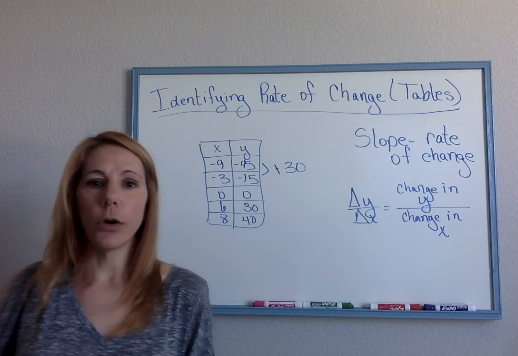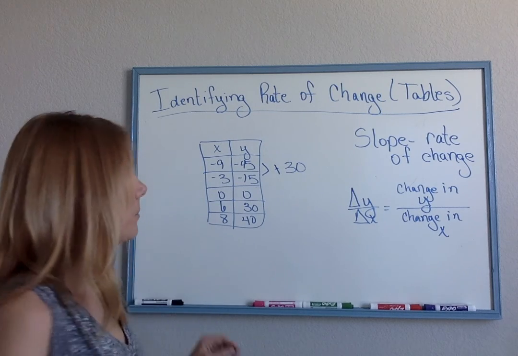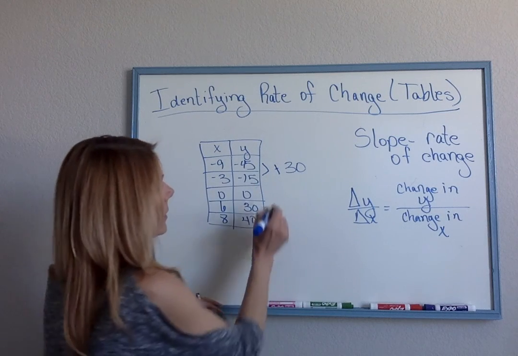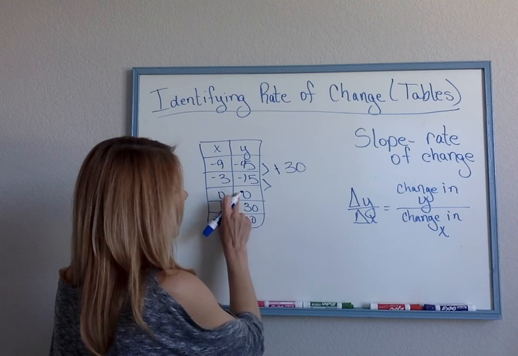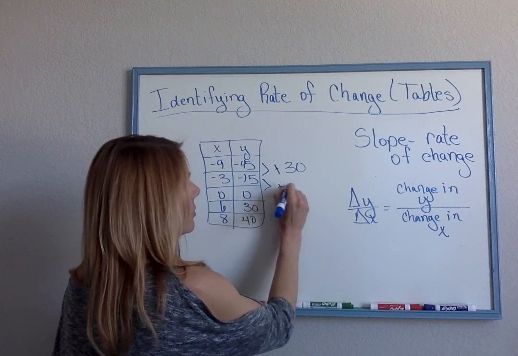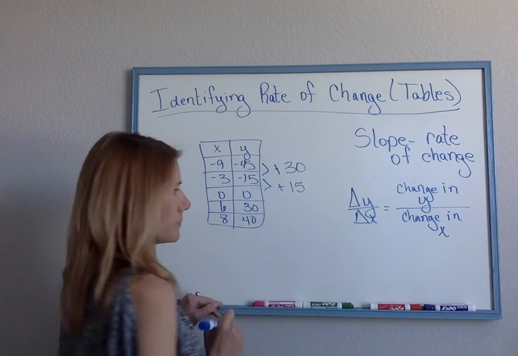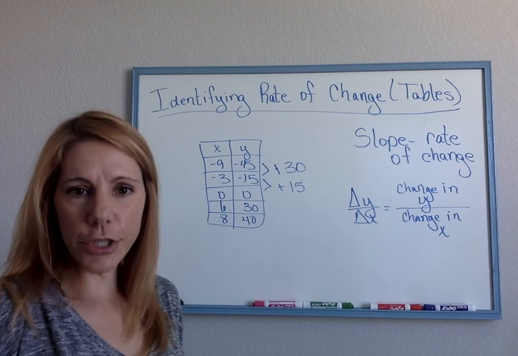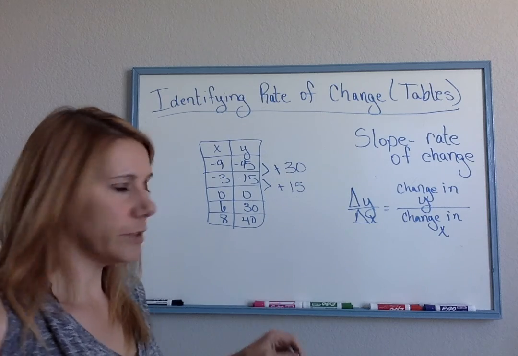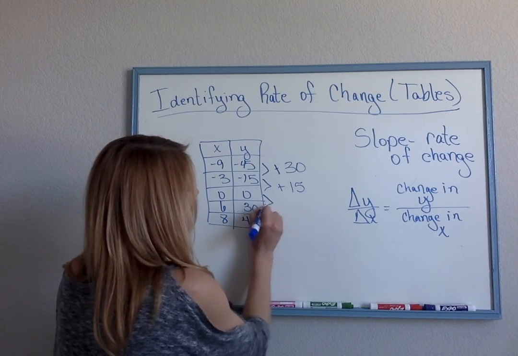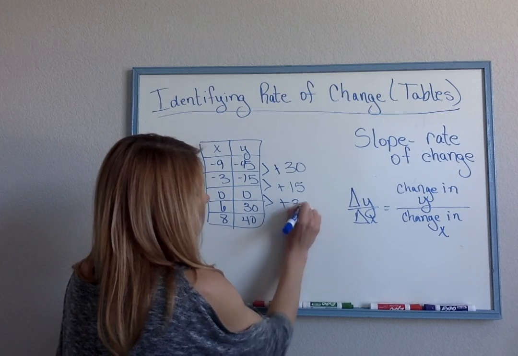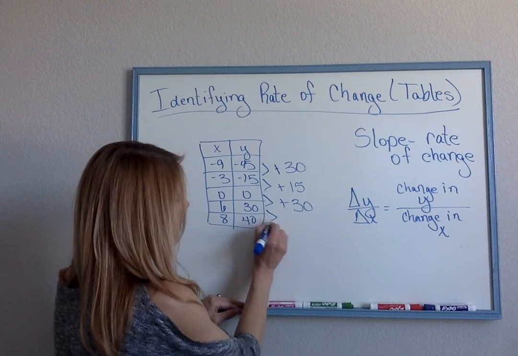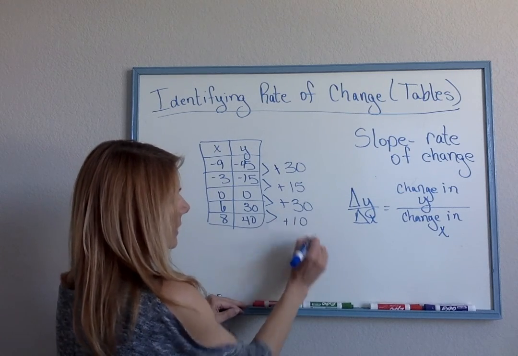Okay? So now I'm adding 30. Now this one's interesting. Okay? So this time I've got -15 to 0. I'm only adding 15. This is different. We didn't see this yesterday. So I'm going to show you a little tip on how to still figure it out. If I do 0 to 30, once again, I'm adding 30, and that's good. And then when I do 30 to 40, I'm adding 10.